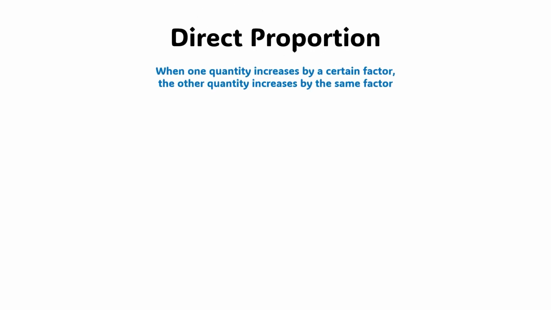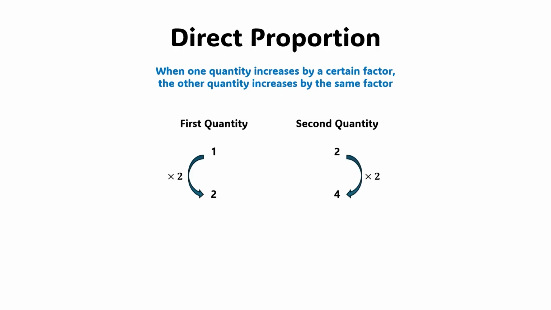So what does it mean for two things to be in direct proportion? It's simple. When one quantity increases by a certain factor, the other quantity increases by the same factor. If you double the first quantity, the second one doubles too. If you triple the first one, the second one triples as well. They move together in perfect sync.